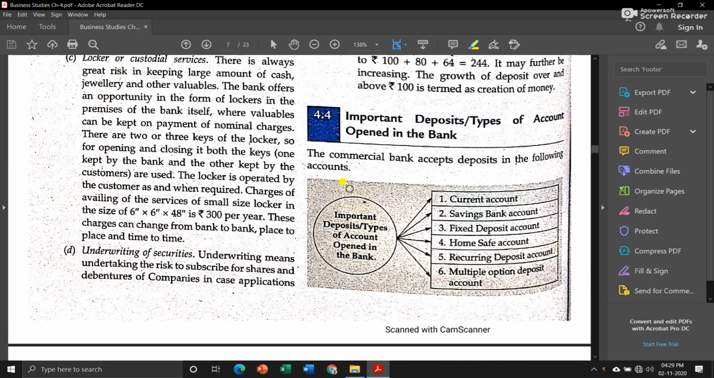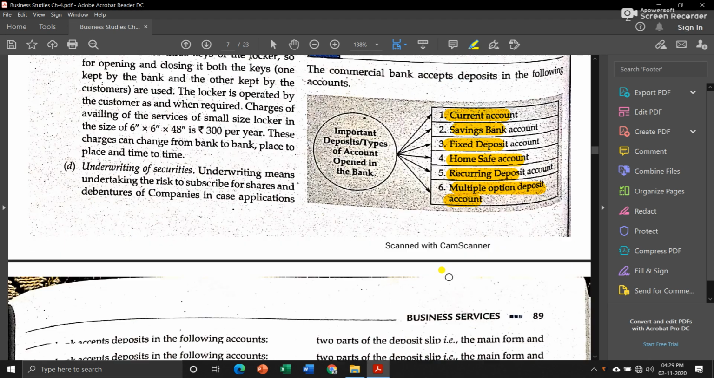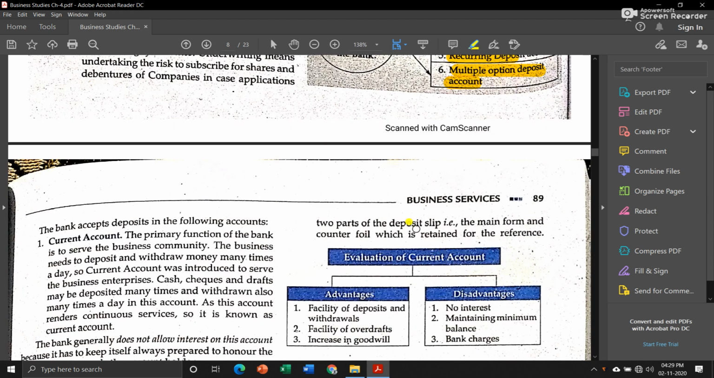Hello everyone, in today's session we will be discussing important deposits or types of account that we can open in a bank. Now there are 6 different types of accounts. First is current account, then savings bank account, fixed deposit account, home safe account, recurring deposit account, and multiple option deposit account. Now let us see the first type of account, that is current account.